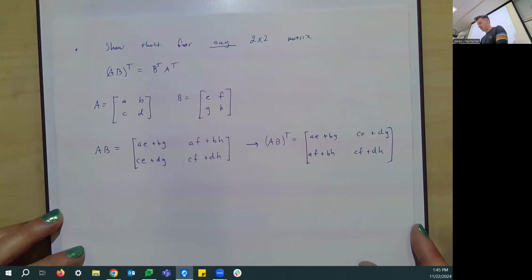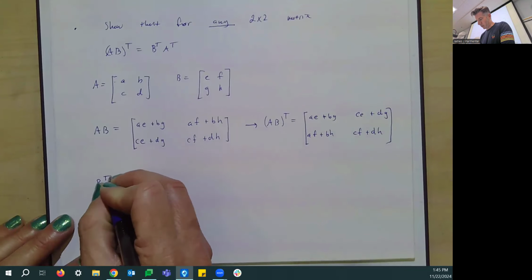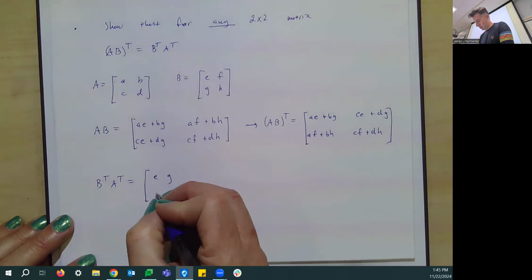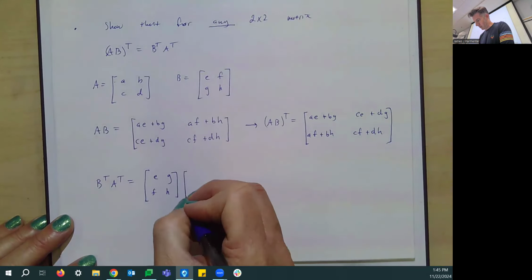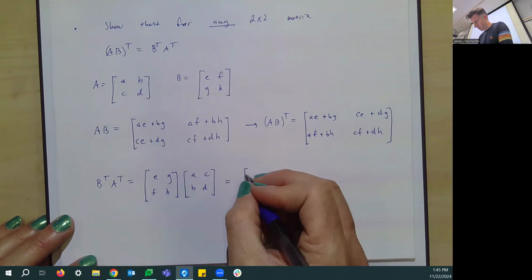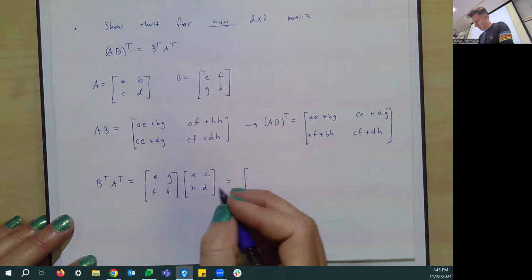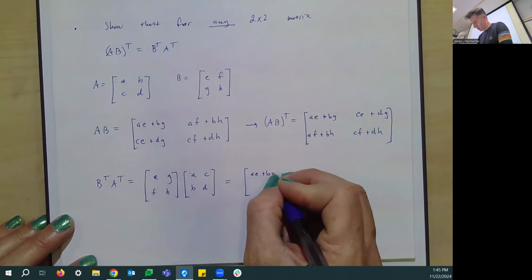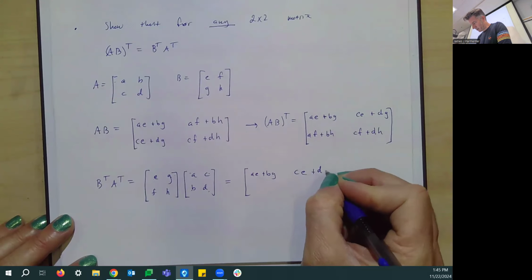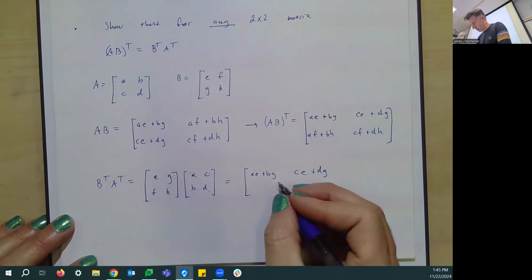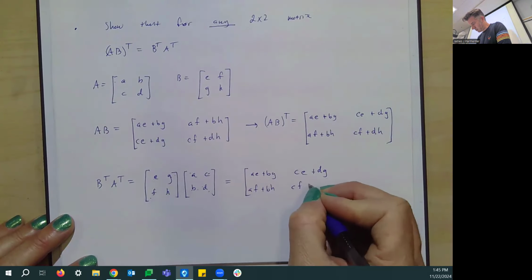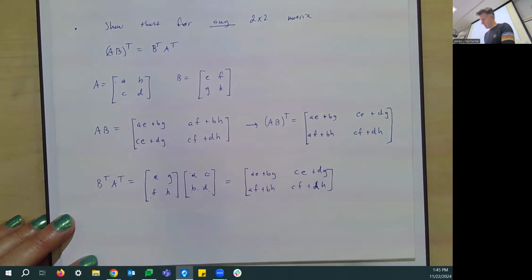Now let's find B transpose times A transpose. So B transpose times A transpose is going to equal, well, B transpose is going to be E, G, F, H, and A transpose is going to be A, C, B, D. And then we're going to multiply it out. And we're going to get E times A plus G times B, or A times E plus B times G. And then E times C plus G times D. And then F times A plus H times B. And then F times C plus H times D. And are they the same? Yes, they are.